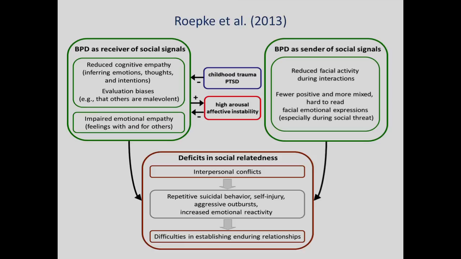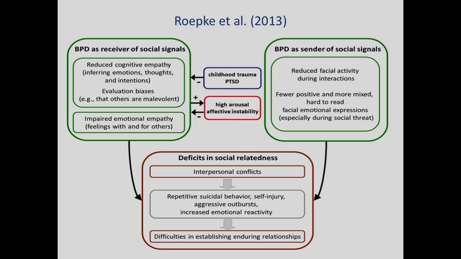Now this is beautiful, a nice figure. As I'm putting this talk together, lo and behold, these guys have a nice figure that summarizes the literature on social cognition in BPD. Perfect. So on this side, you can see people with this disorder as receivers of social signals. And what we find, aggregating across studies, is that there's evidence for reduced cognitive empathy.